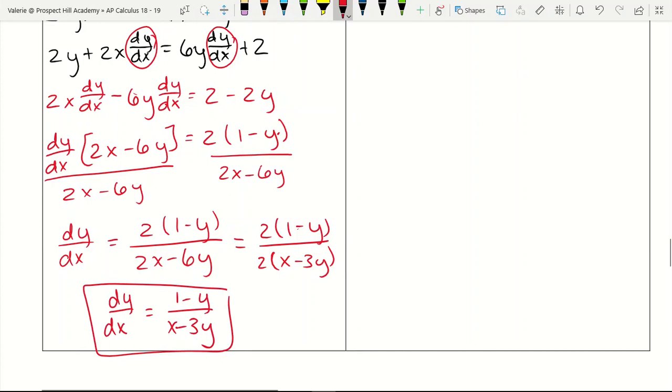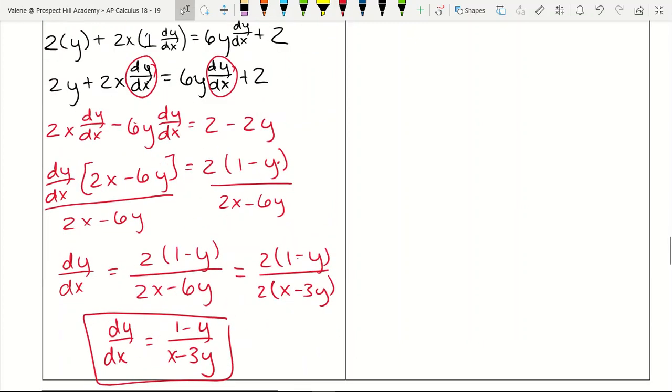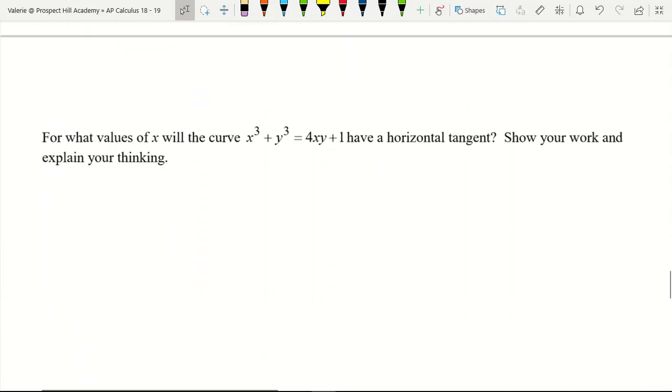Okay. So try the 2 problems on the right on your own to the best of your ability. We're going to move on to page 118.